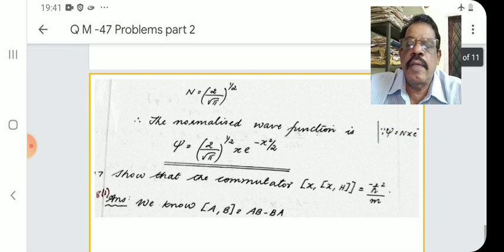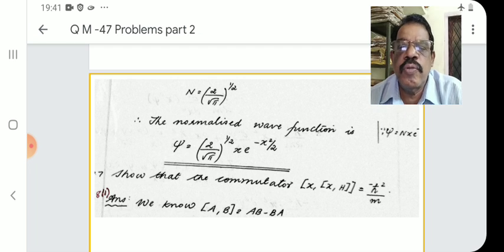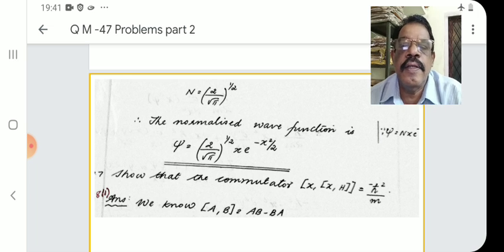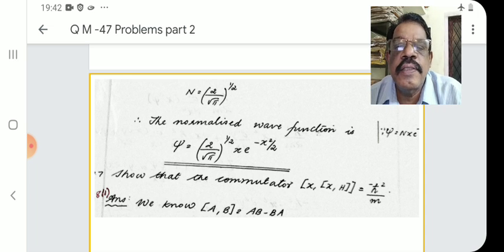Next is another problem. Show that the commutator x, comma, commutator xH equal to minus h cut square by m.